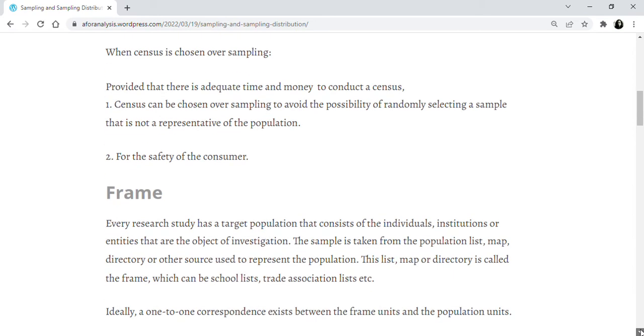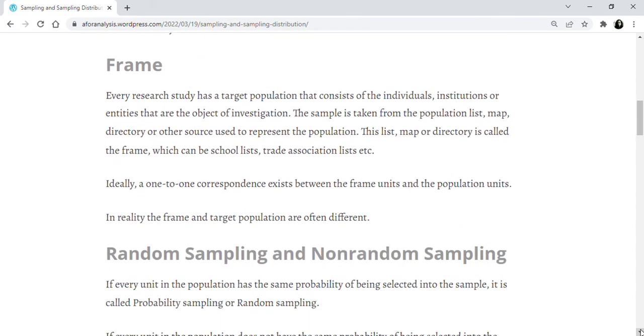Next, there is a terminology called frame. Every research study has a target population that consists of individuals, institutions, or entities that are the object of investigation. The sample is taken from the population list, map, directory, or other source used to represent the population. This list, map, or directory is what is called the frame, which can be school lists, trade association lists, and so on.